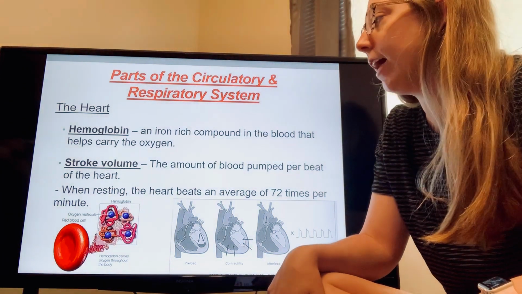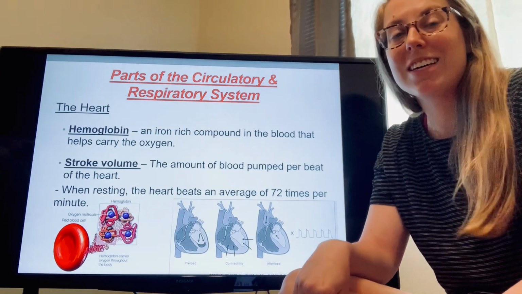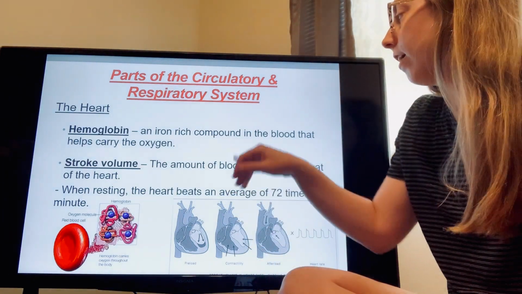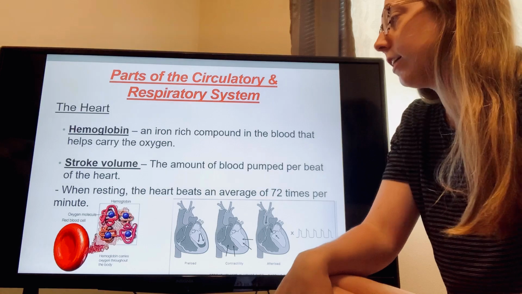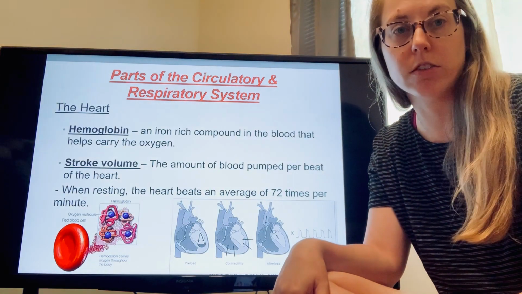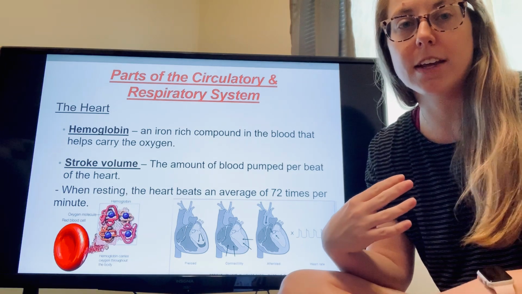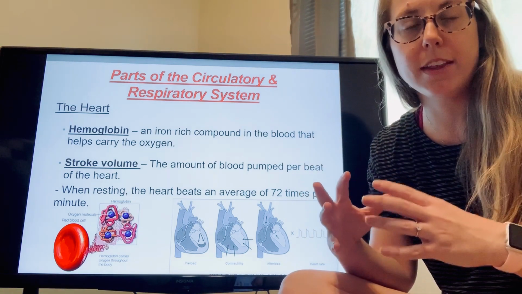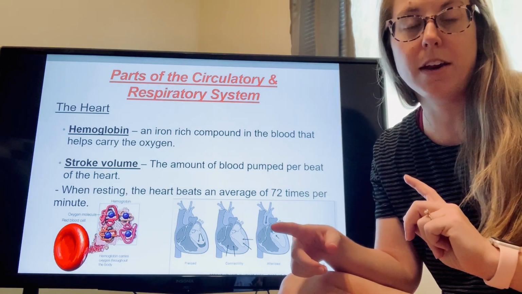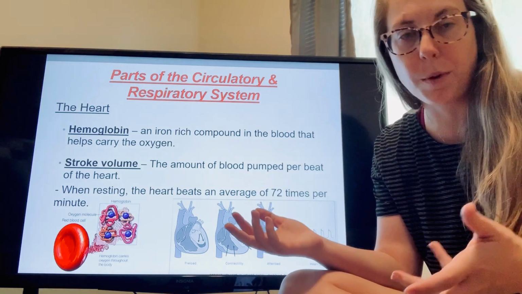So the heart has hemoglobin, okay? It's an iron-rich substance. It's a compound that our blood has, and it helps carry the oxygen around. So it's not just in our heart, but it starts there. Okay, so it is an iron-rich compound within our blood that helps the oxygen flow throughout our blood so the oxygen can get to all the parts of our body.